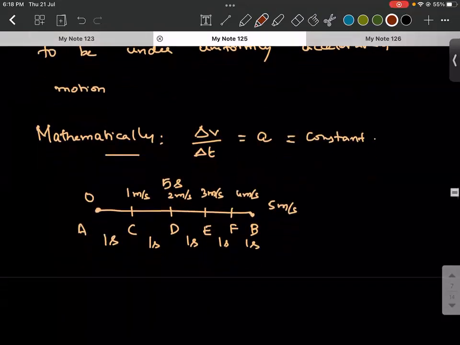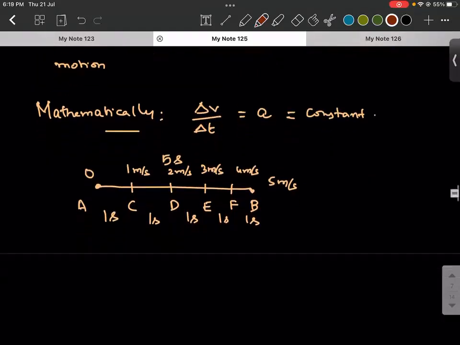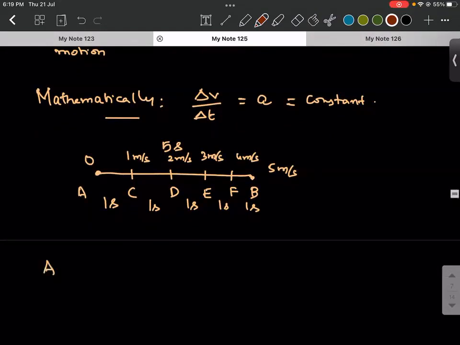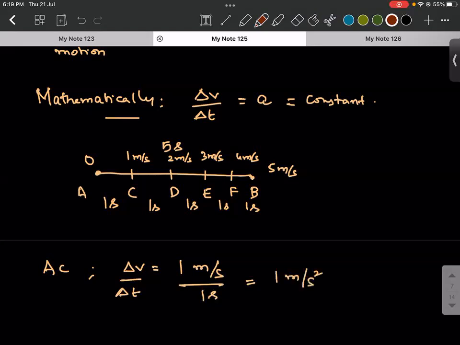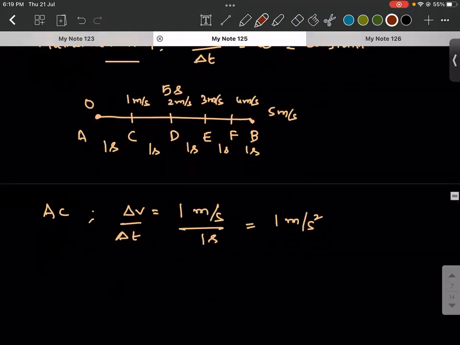Now, if I take the same time interval, 1 second, what is the change in velocity that has taken place? Between point A and C, the change in velocity is 1 meter per second, divided by delta T, which is 1 second, giving me 1 meter per second square. Means the acceleration of the object is still 1 meter per second square, but the speed has increased in such a way that the change in speed is always a constant. If this kind of scenario occurs, you say that the object is moving under uniformly accelerated motion.